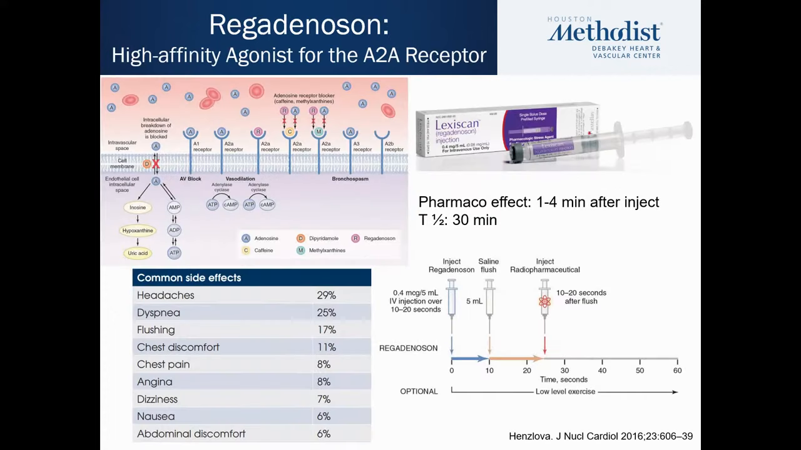So the agent that we really are using the vast majority of the time to vasodilator stress our patients is regadenoson. This is an agent that is specific to the A2A receptor, which is responsible for coronary vasodilation. And therefore, you do not get a lot of the other side effects of the other adenosine receptors, which include bradycardia and bronchospasm. You can see here common side effects when the patient is given this medicine are common, so your patients will complain of some symptoms. That is normal.